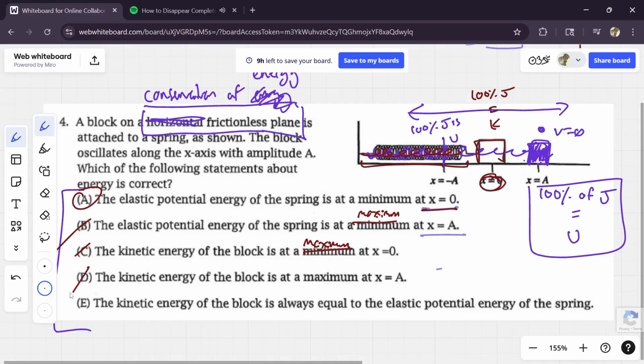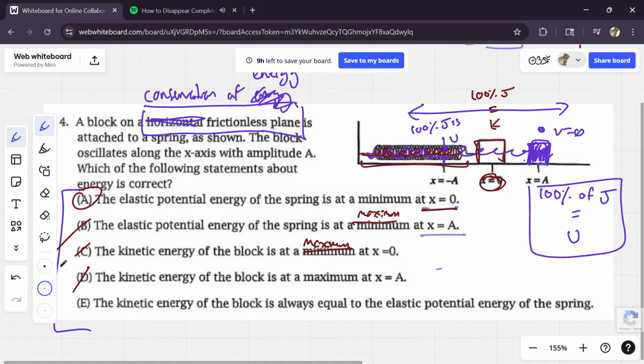For D, again, also not correct because at A, right, at A, there's no kinetic energy. It's not moving. The box is changing directions and it's experiencing a lot of potential elastic energy, but it's not going to be experiencing any kinetic because it's, again, standing still. So it can't be D.